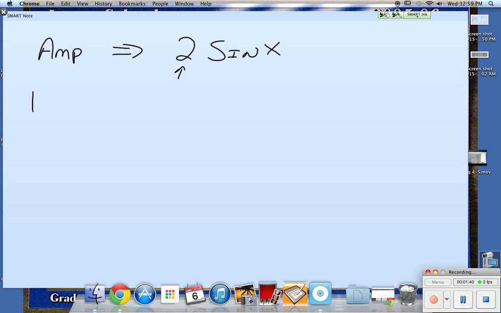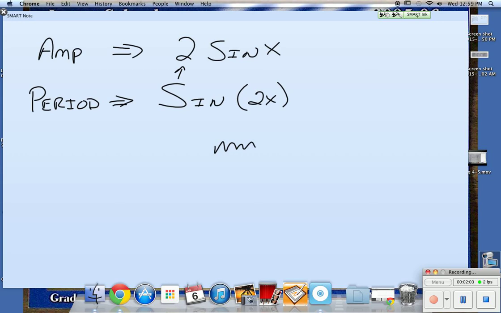The period goes within the sine, all right? And the bigger this number goes, the faster this is going to happen. If you go into a fraction, it's going to slow it down. So you can think of it as high pitch, low pitch.